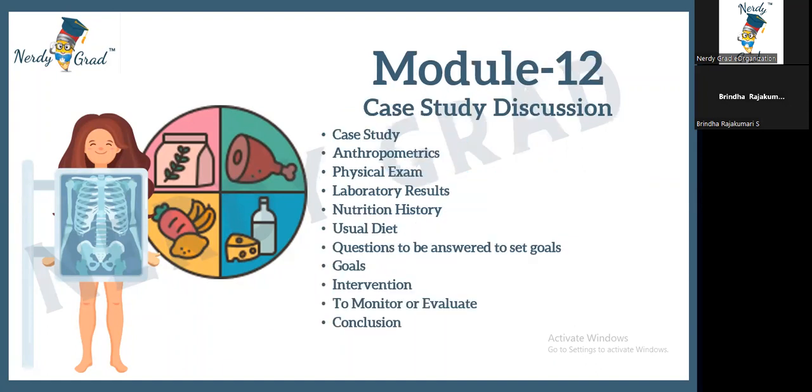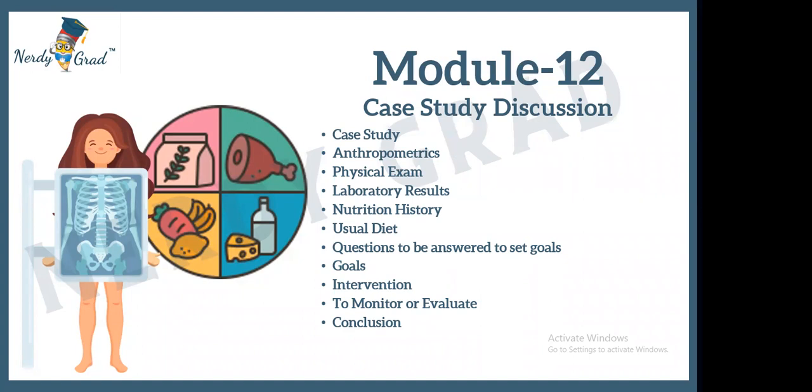And in module 12, the case study discussion, we'll be having a small discussion about a case. From this you will be able to know how nutrition plays a very important part in managing or preventing other bone health related diseases. So here we'll be having a case study. So we'll have the parameters, how the patient is experiencing, and that includes the anthropometrics, physical exam, the laboratory results, the nutrition history, the usual diet of the case, the questions to be answered to set the goals, and the goals and the intervention, and what to monitor or evaluate to reach those goals, and we'll be concluding the entire course.